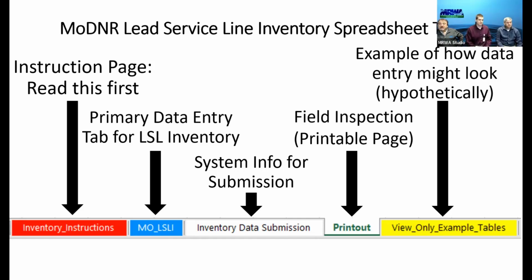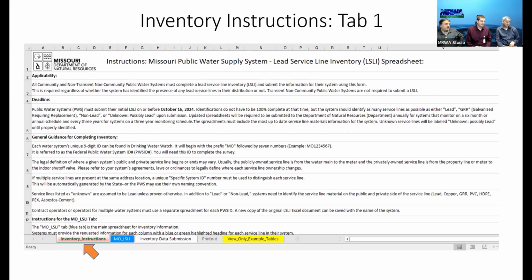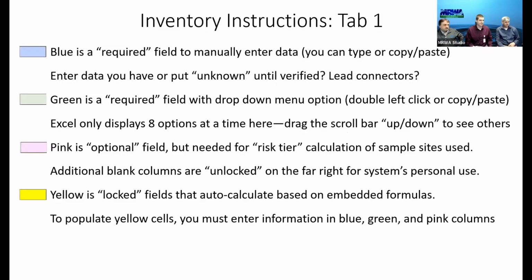Next slide. Okay, there's the inventory instructions, and you all can read that on your own time, just general information there. Next slide. Okay, so here's the color coding. That shows the pink column is optional, just for risk tier calculation of your sample sites. The yellow is the locked cells. You should be able to access all the cells you need to enter data on the spreadsheet, but remember to click enable editing at the very top of the page, because sometimes systems get confused if they open that and think they can't do anything. That's why. So just click that enable editing.